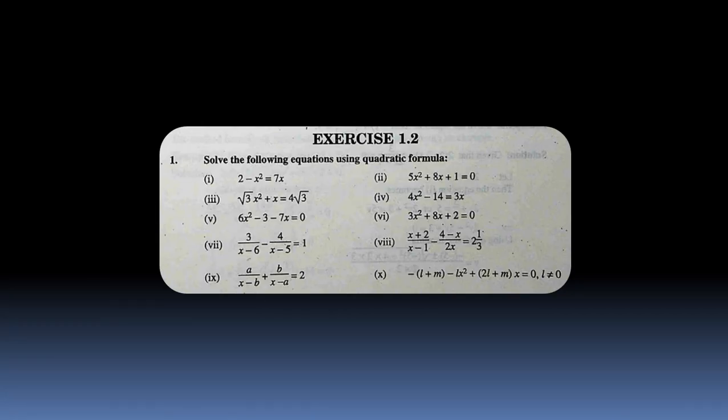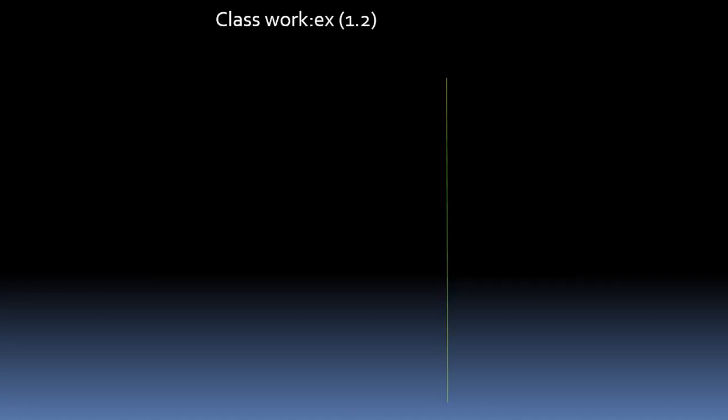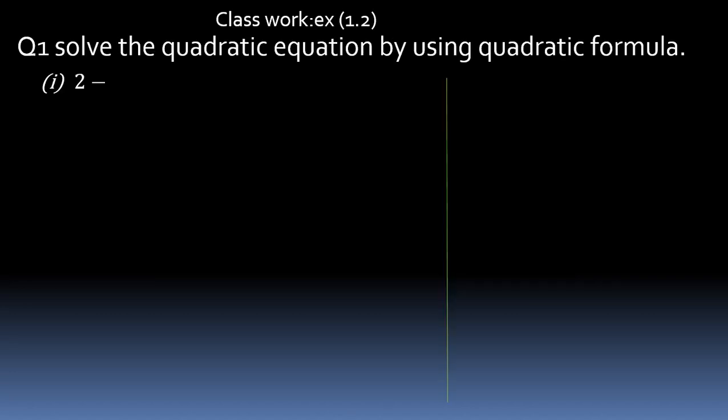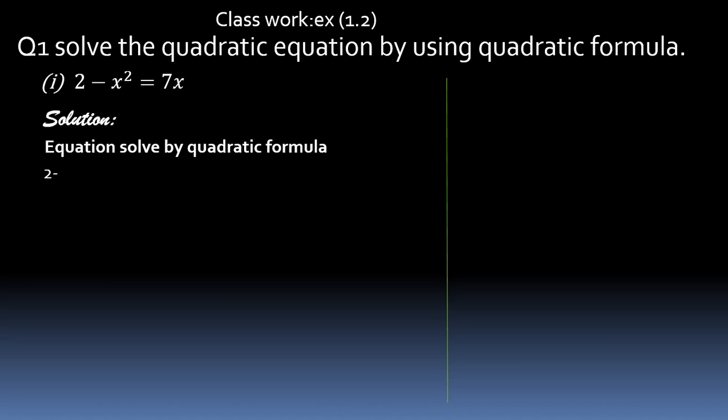Exercise 1.2 has 10 questions; question number 1 has 10 parts. The first part we will solve. Question number 1: solve the quadratic equation by using the quadratic formula, 2 minus x squared is equal to 7x. First, we change this equation to the standard form of the quadratic equation.